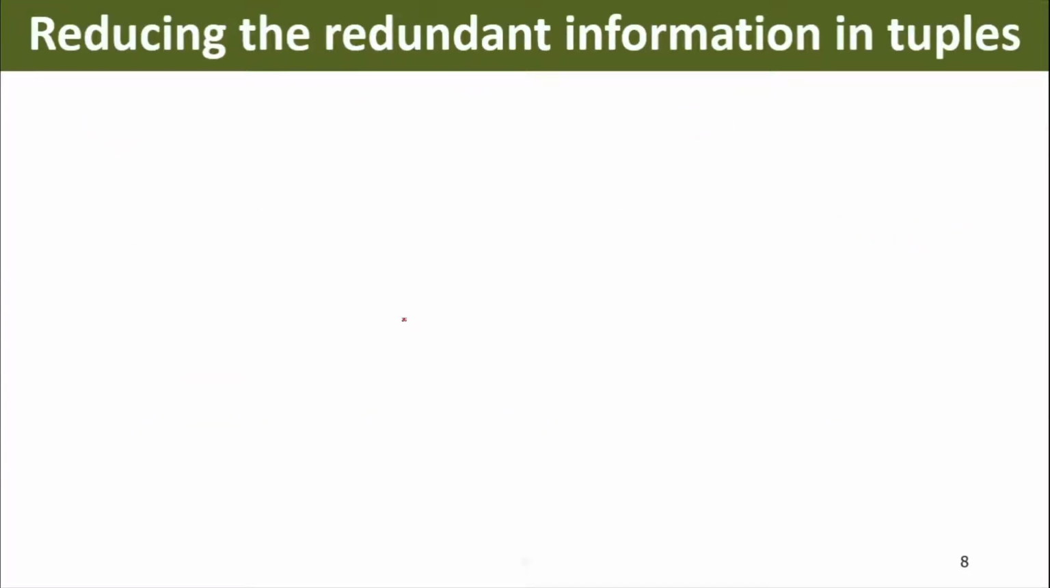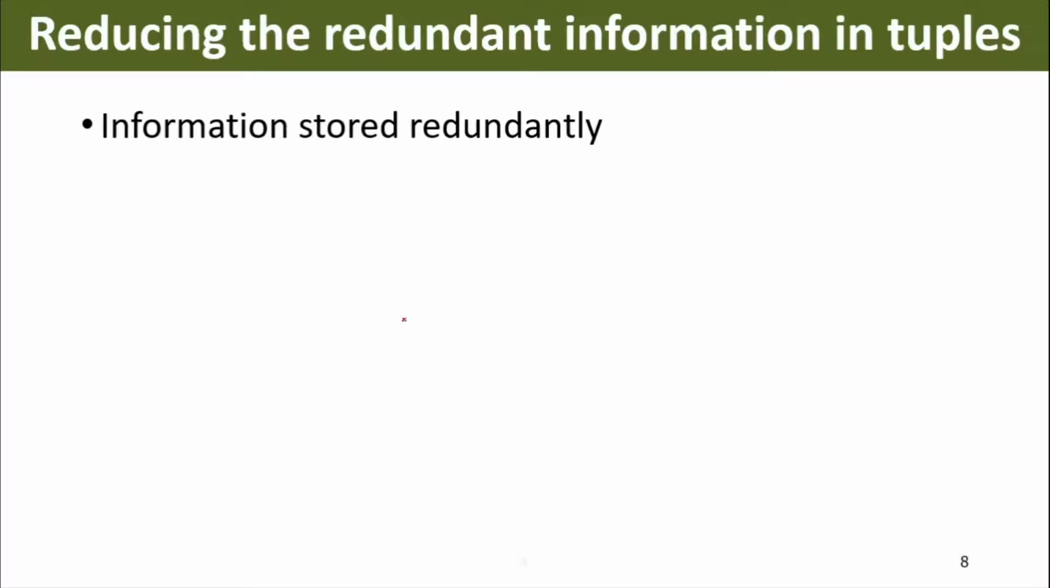Now, let us try to look at this second guideline, reducing the redundant information in tuples. Right? So, if we are storing the same information redundantly, that means if we are having duplication of data, then what will happen? Obviously, we are wasting the storage, right? If we are storing the same information more than once, then obviously we are wasting our memory, we are wasting our storage device. Okay?